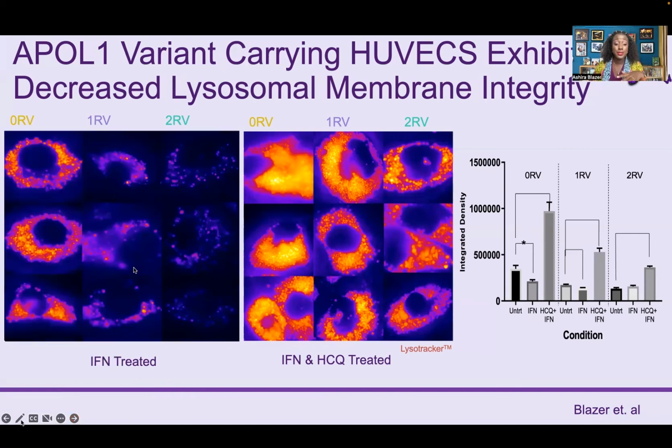Now, the next thing we did was treat with interferon gamma, because this should induce autophagy and lead to relative turnover of lysosomes. And you can see that you do have a stepwise decrease with giving interferon, but that this decrease is most apparent in the double variant carriers, which have very few lysosomes under that condition.